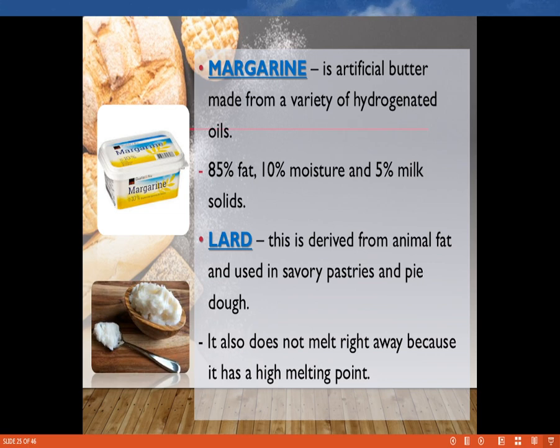Lard. This is made from fat from pork. Some people prefer lard to other fats for making pie crust and biscuits because it gives a flakier texture. Again, lard is derived from animal fat and used in savory pastries and pie doughs.